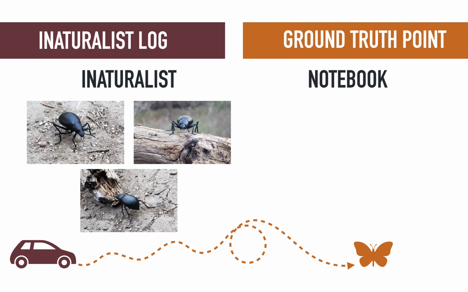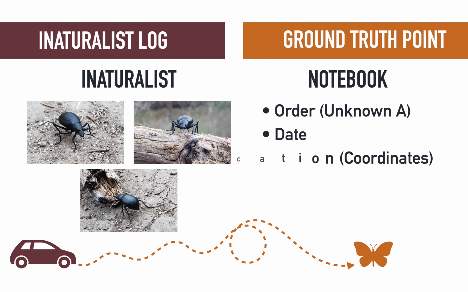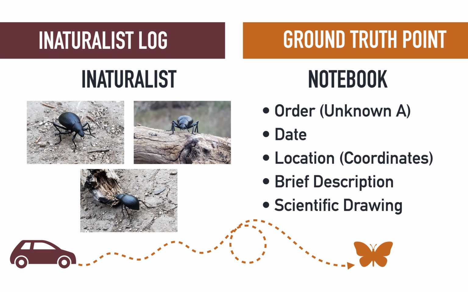You will also record this in your notebook. You will record the order. If you don't know what it is, you can write unknown A for now, plus the date and location. Ensure that you provide a detailed location that includes the latitude and longitude coordinates. Lastly, provide a brief description with a detailed scientific drawing of your arthropod.